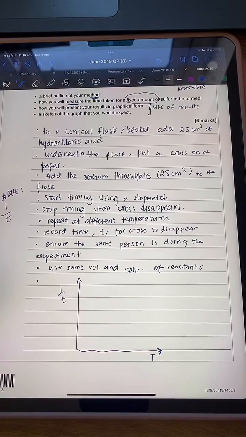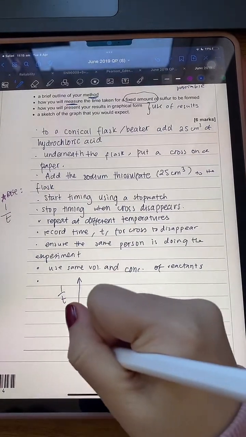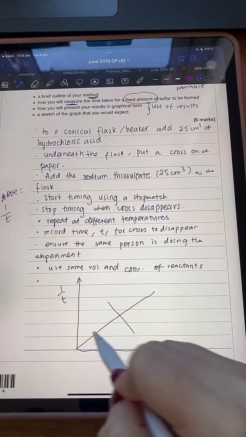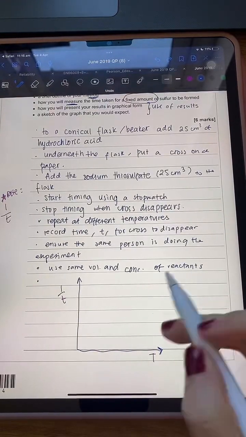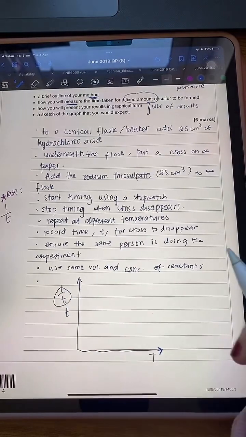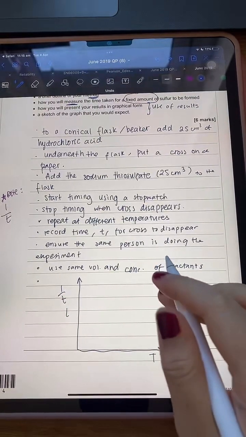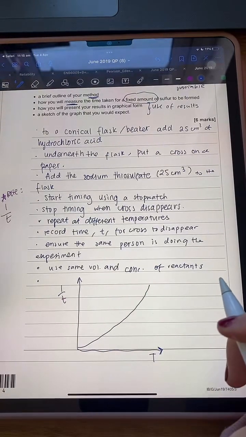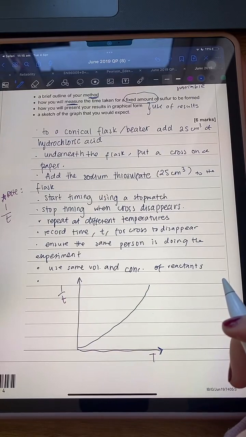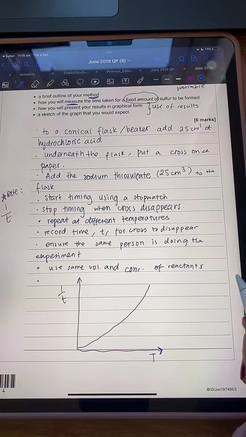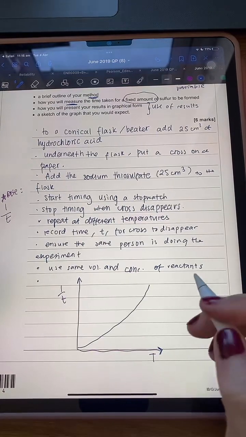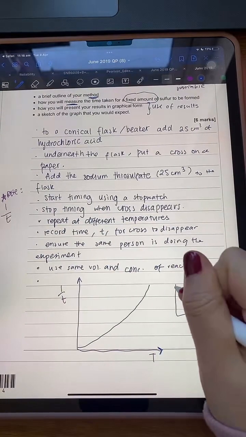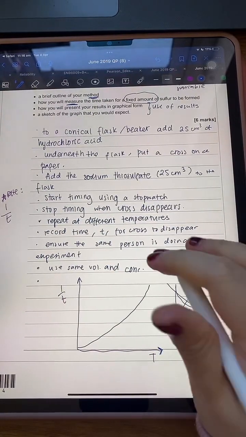But remember, your graph here is 1 over t, so it's not a straight line. A straight line is only for when this is t, not 1 over t. When it's 1 over t, you get a curve, like this. It's not inversely proportional. If it's inversely proportional, that means that you will have a decrease in rate instead. So if it's inversely proportional, it would look like this, which is wrong. So that's your 6 marker. That's all you have to say.